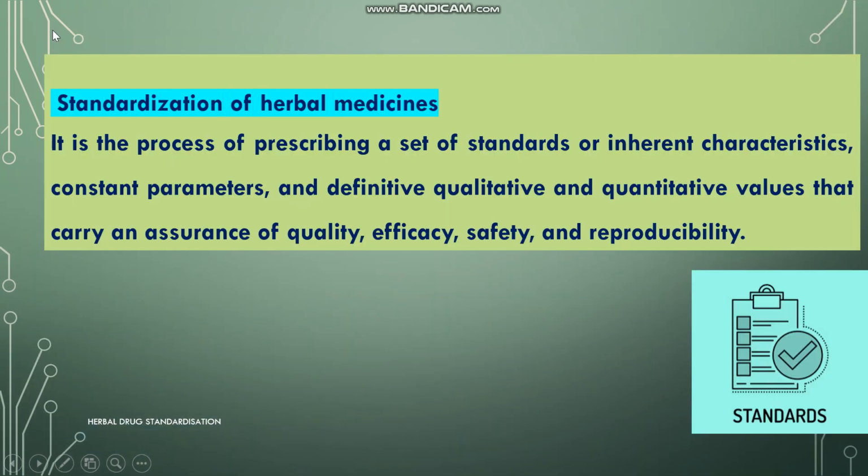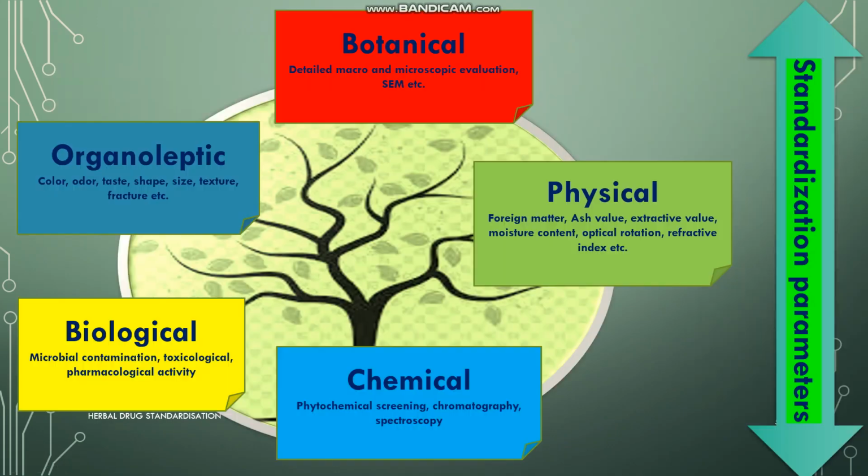Now about standardization. The term standardization simply means a process, or a standard set of procedures, which helps us to determine the identity, quality, purity, safety and also the efficacy of the drug. There are different standardization parameters that we will cover: organoleptic, botanical, physical, chemical and biological. We will cover each and every aspect one by one in brief.